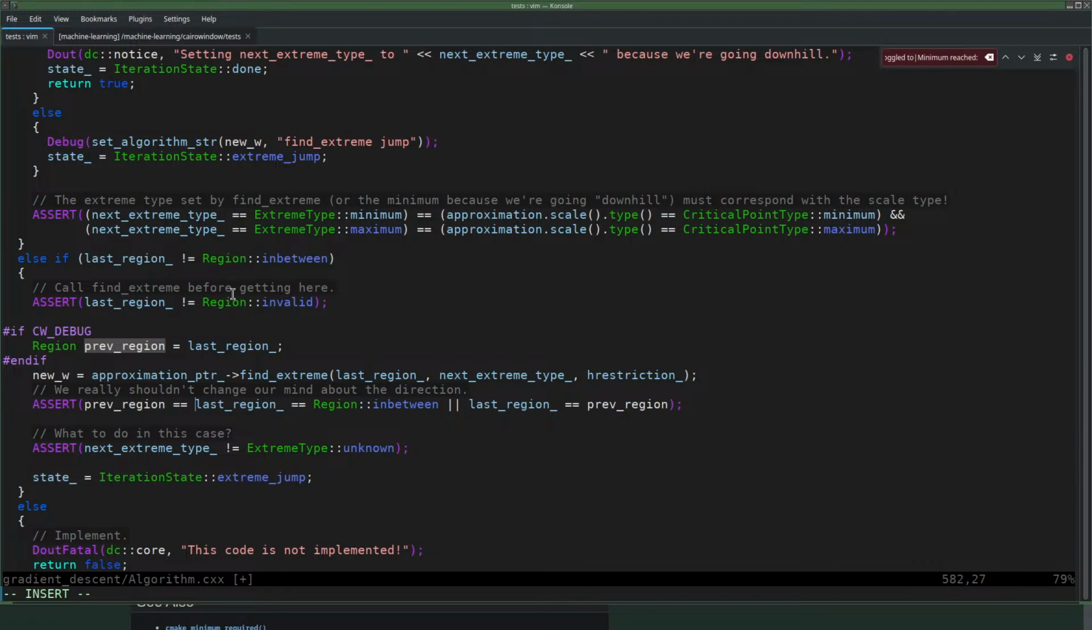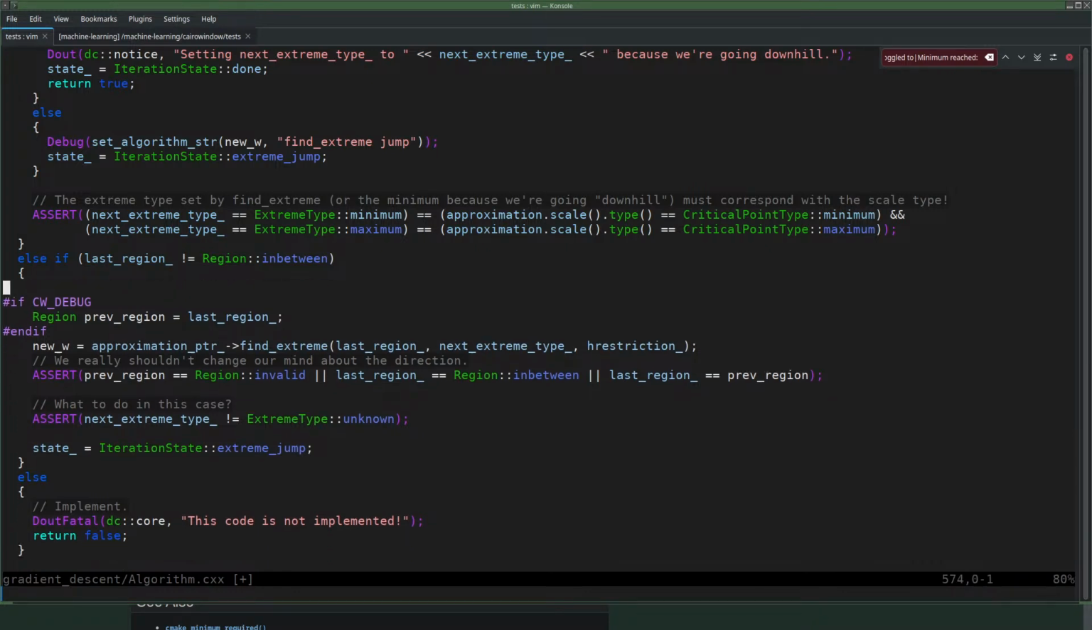Let's just put here previous region equals invalid. If the region is invalid in this case, then we are not changing our mind, in my opinion. Trying to wrap my head around what exactly could happen. Find extreme is only trying to find a totally different extreme. It could definitely be, it's random, right? Yeah, so this whole assert is then nonsense.